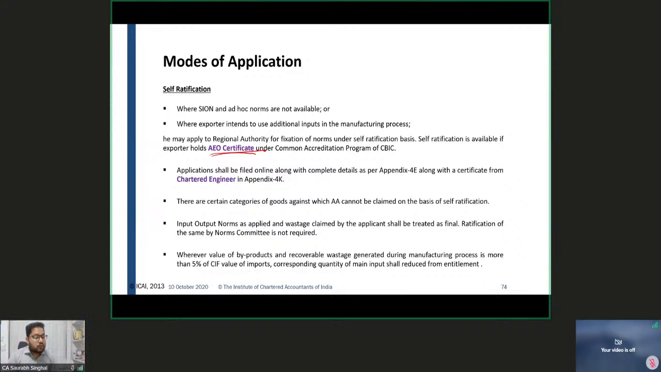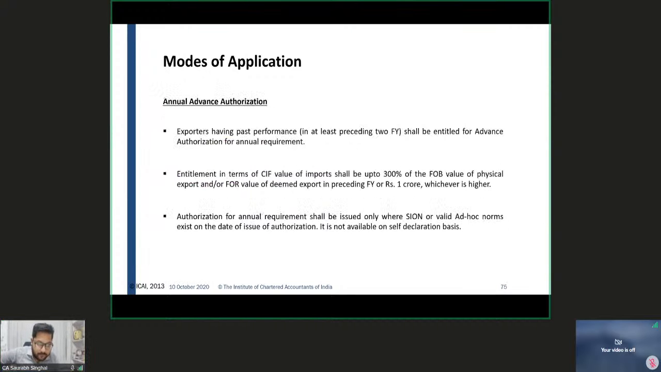The only thing is, you will be allowed self-ratification only if you are a credible exporter, only if you are an AEO certified exporter. So this is the fourth manner in which you can apply for advance authorization. Now the fifth one is annual advance authorization. Who shall be eligible for annual advance authorization? Exporters having performance shall be entitled for advance authorization for annual requirement.